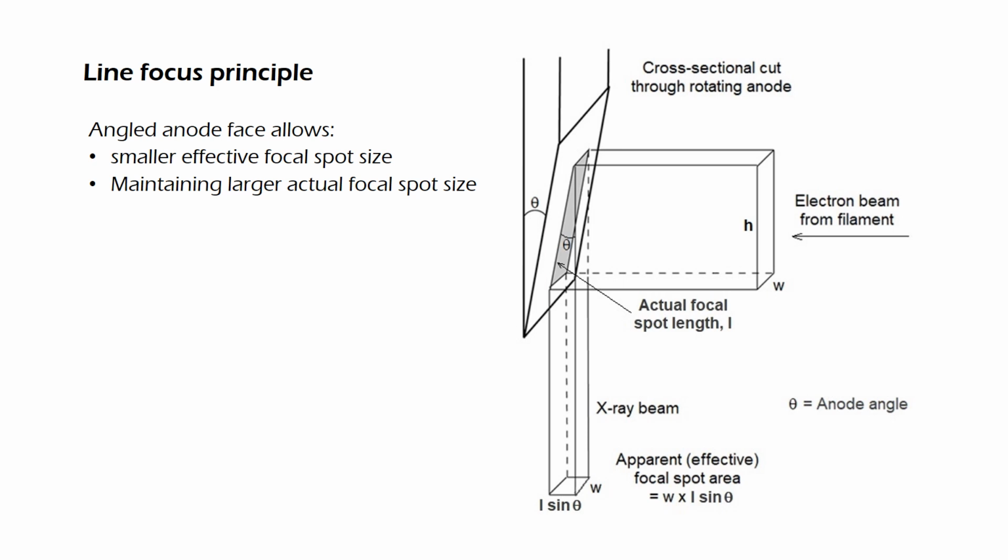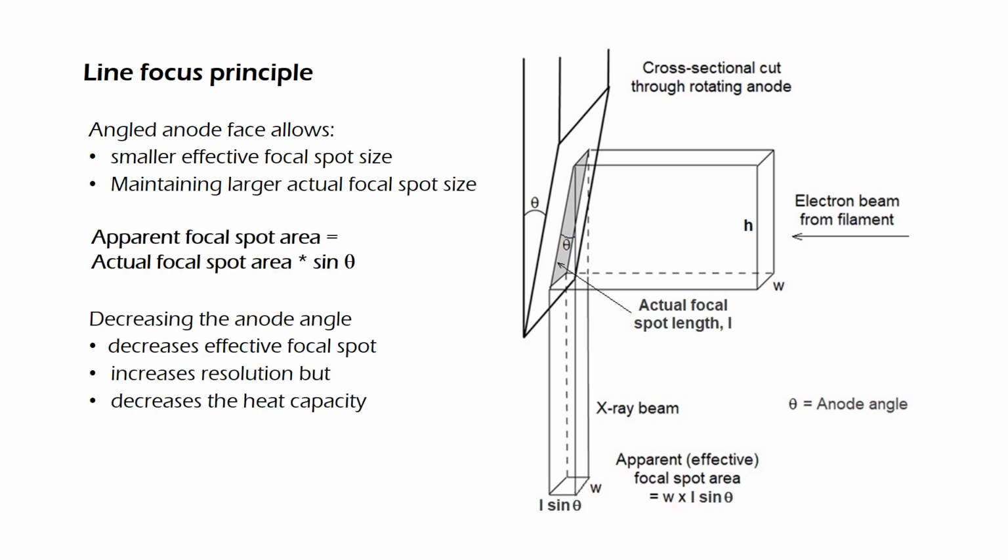The actual focal spot area is the product of W multiplied by L, whereas the apparent or effective focal spot area is the product of W multiplied by L sin theta. That is, the apparent focal spot area is equal to the product of the actual focal spot area multiplied by sin theta. Decreasing the anode angle decreases the size of the effective focal spot, thus increasing the image resolution.